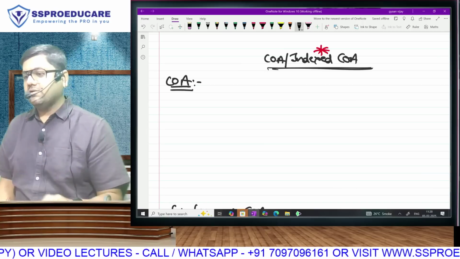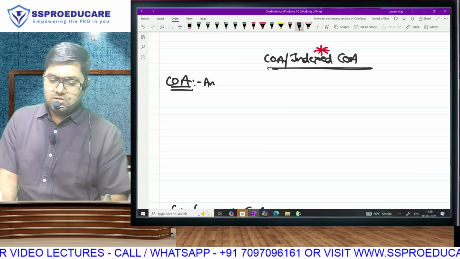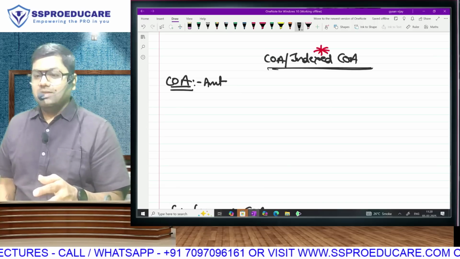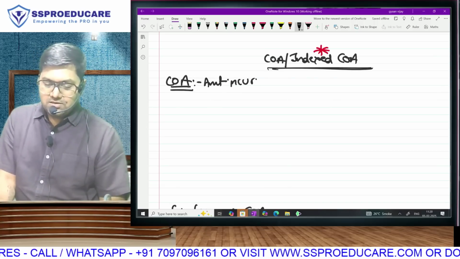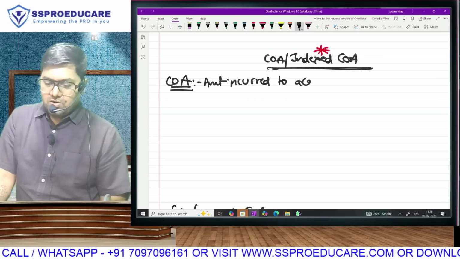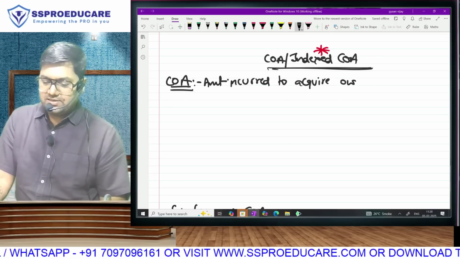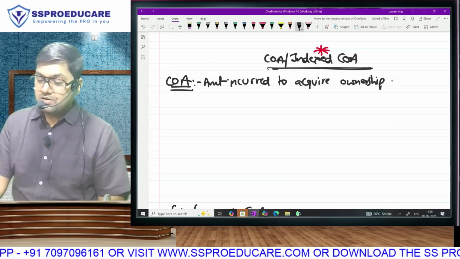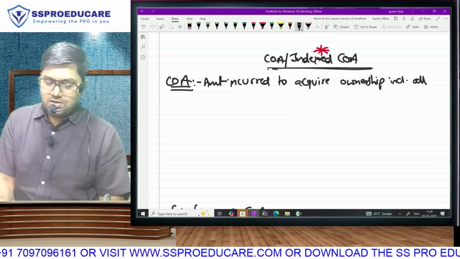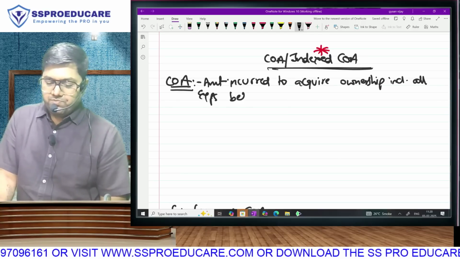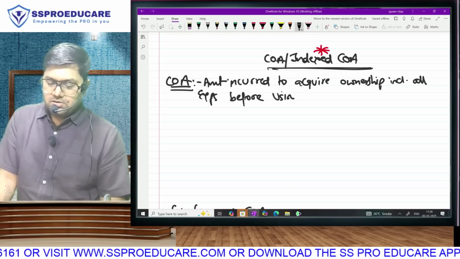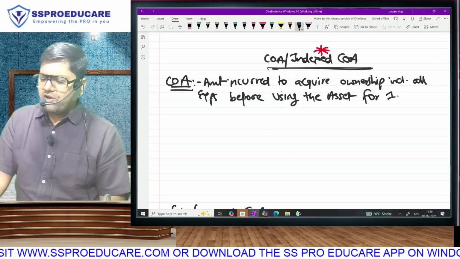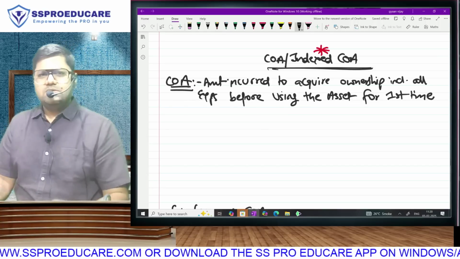What is the cost of anything? Amount paid to do what? Yes, say it like that: the amount that is incurred to acquire ownership of an asset. That's the purchase price. That's correct, but incomplete. Carry on: including all expenses before using the asset for the first time. That is what you have been taught in accounts. It's the same thing tax also follows.